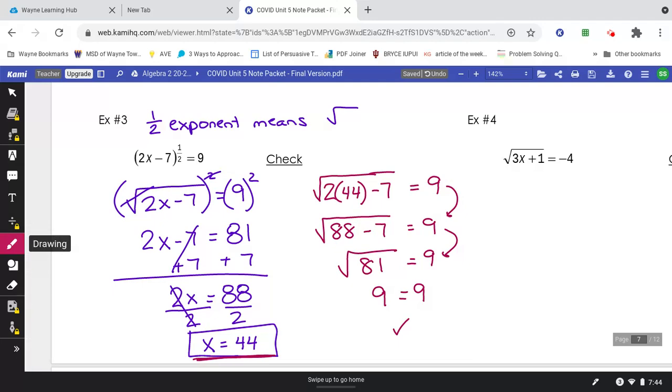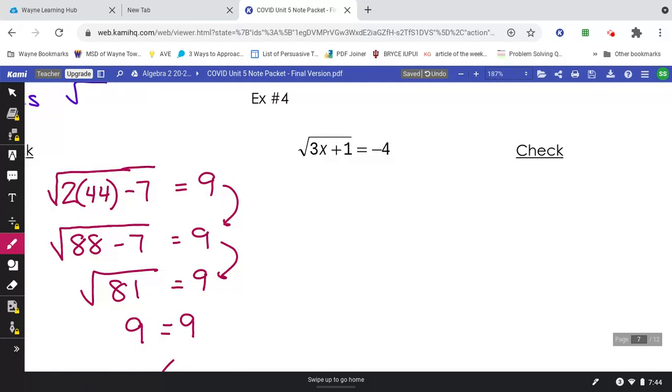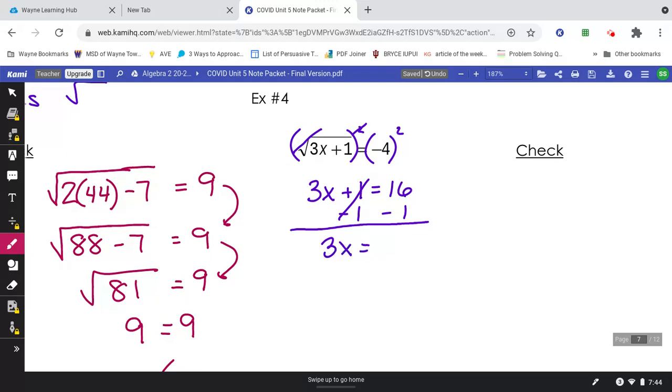Example number 4. Start immediately by squaring both sides, raising it to the power of 2, which will cancel the square root and the exponent of 2, leaving me 3x plus 1. When I do negative 4 squared, that means negative 4 times negative 4, which gives me a positive 16. Subtract 1. And divide by 3.